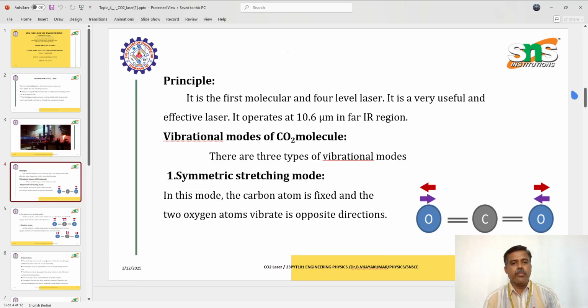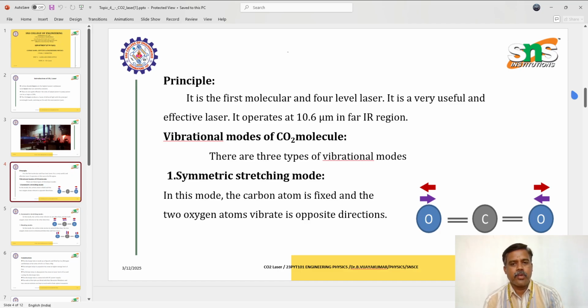The principle: the CO2 laser is a molecular, four-level laser. It is a very useful and effective laser. It operates at 10.6 micrometer in the far IR region. Here we discuss one more thing about CO2: because CO2 is a molecule, we first discuss the vibration modes of the CO2 molecule.